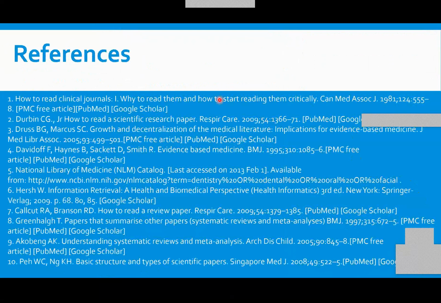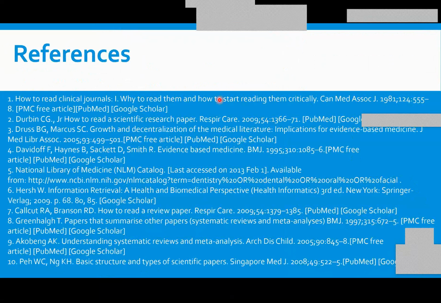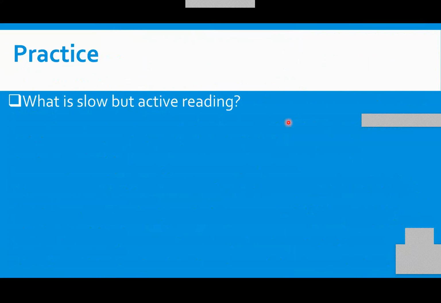To make it better for you, or to make it more understandable, I will start asking questions and see if you guys remember. So now, what is slow but active reading? Any volunteer? Any volunteer? Yes, Rula, go ahead. So, slow but active reading is to answer all the questions: what, who, why, where, when. Okay, so you scan to answer these questions.